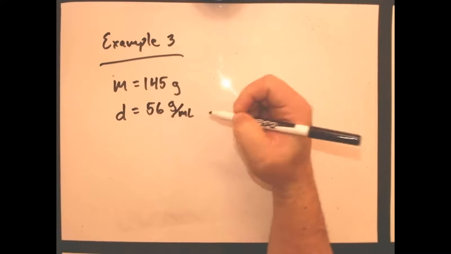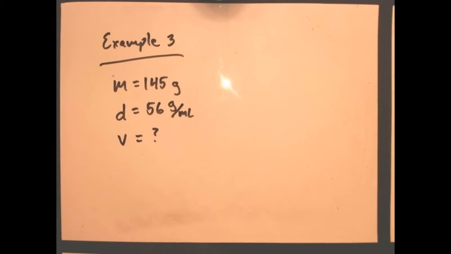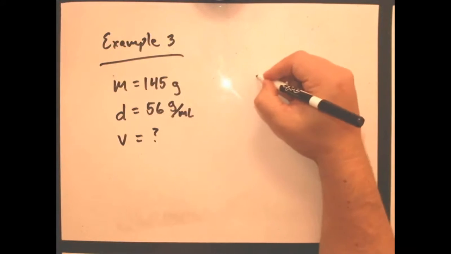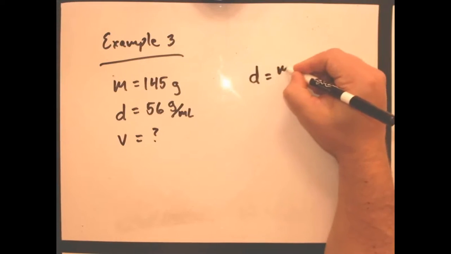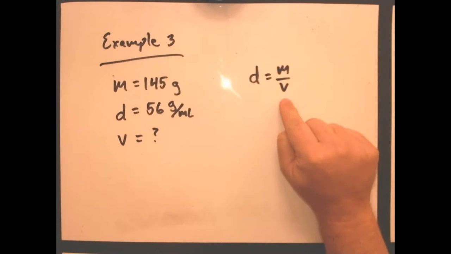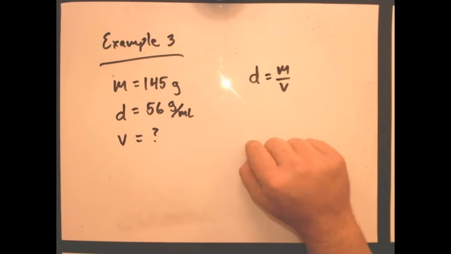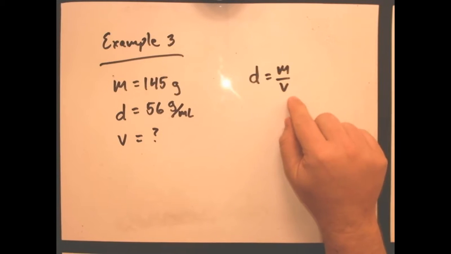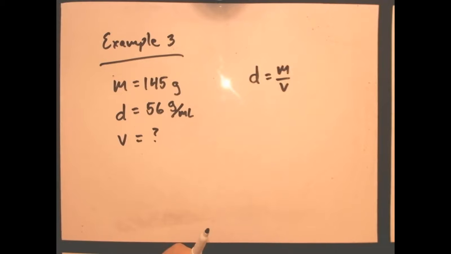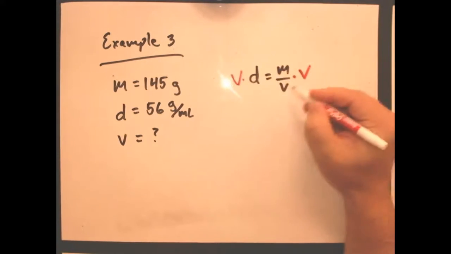This time I want to know what is the volume. All right, this is the slightly more complicated one. So we're going to do density equals mass divided by volume. And just like we did before, we don't want volume to be in the denominator. If I'm trying to solve for volume, I want it to say volume equals. So I'm going to multiply both sides by volume so that my volumes cancel out.